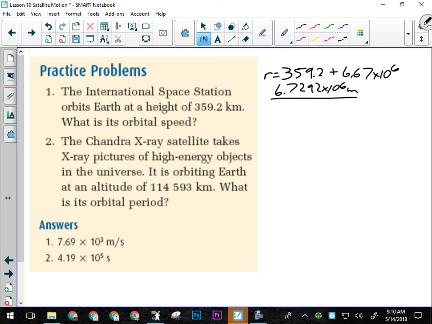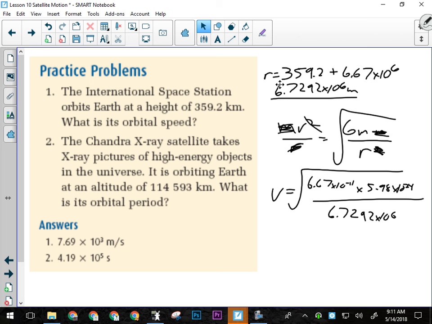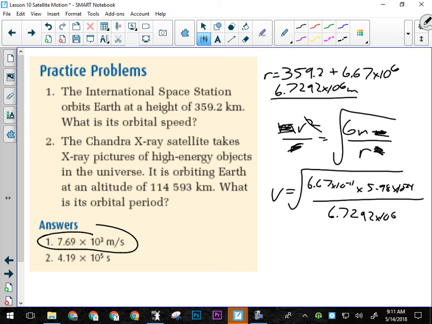All right, so now that we know the actual orbital radius, now we can find its orbital speed. Okay, again, FC equals FG. The mass of the International Space Station is going to cancel. This R is going to cancel the squared on this R, and then we're going to square root in order to get V. So V will equal 6.67 times 10 to the minus 11 times the mass of the Earth divided by the radius, which we calculated to be 6.7292 times 10 to the 6. When we do that, we should get 7.69 times 10 to the 3 meters per second.